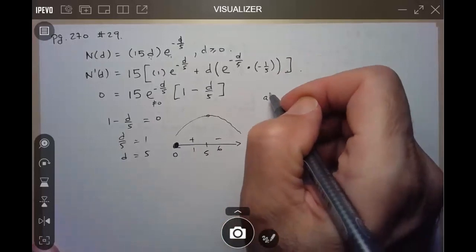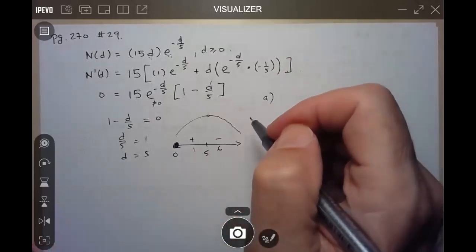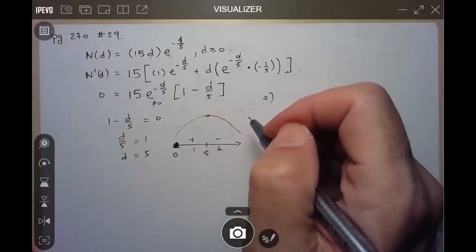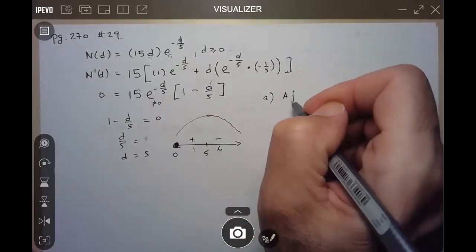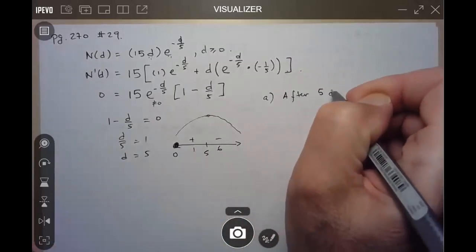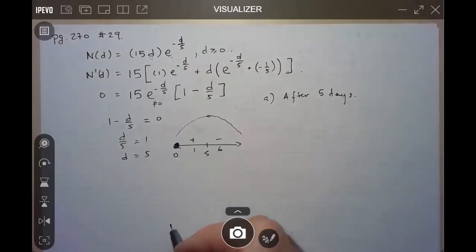Okay. So the answer for A is, what did they ask again? After how many days will pass? So this will be after 5 days. Now let's see what B asks us. Determine the maximum number of bacteria that will be infected.